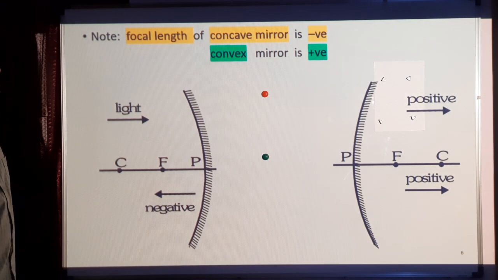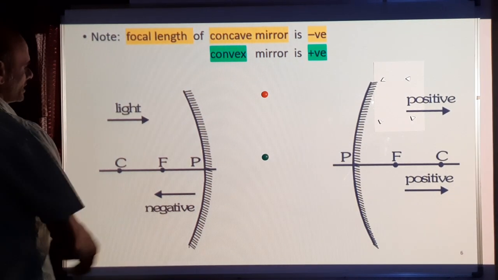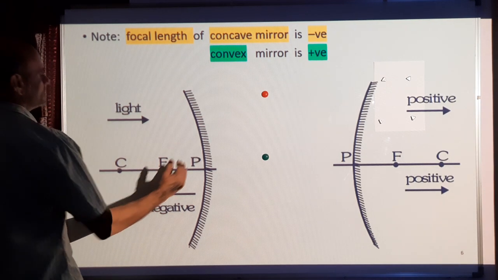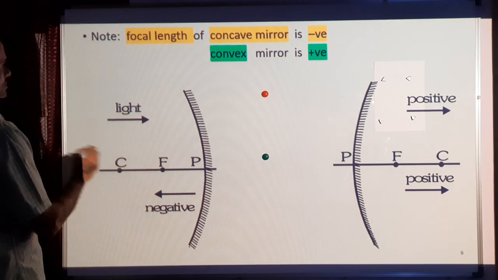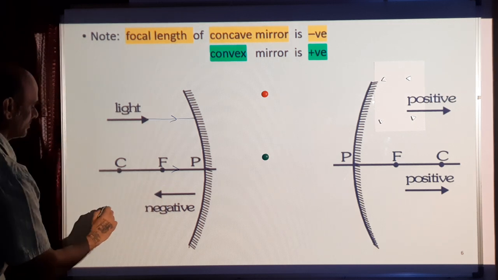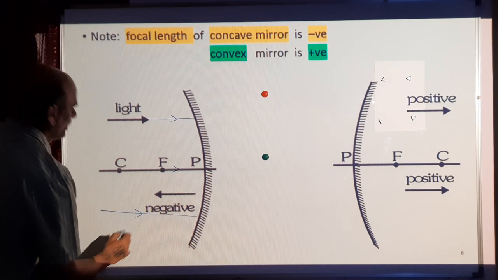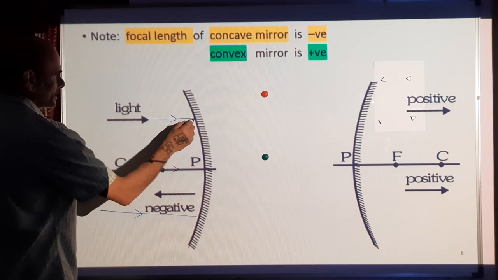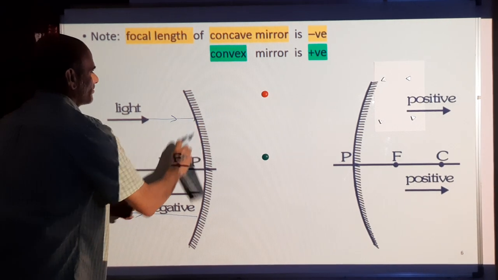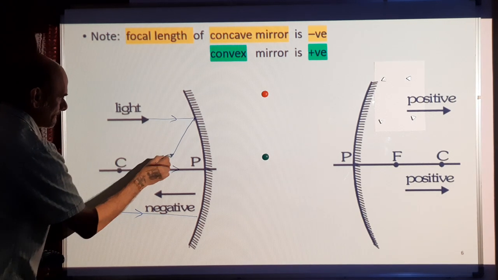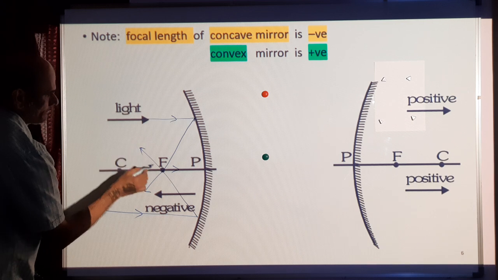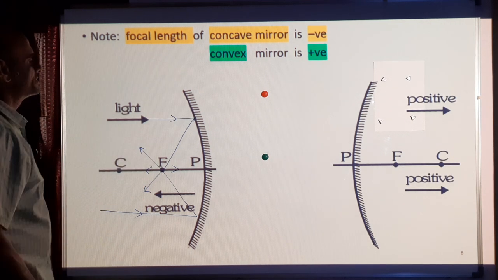The focal length of a concave mirror is negative. This is a concave mirror. From the shiny side where the object is placed, the mirror looks like a cave. So if you take a parallel beam of light, it will go and hit the mirror. And after reflection, all the light rays will pass through a point in the principal axis. That point is called principal focus.